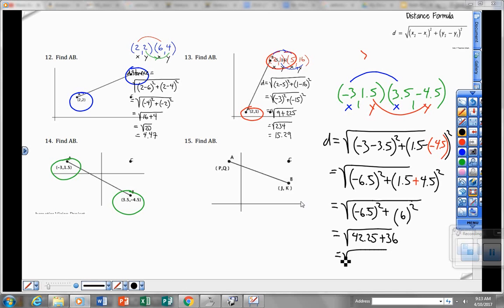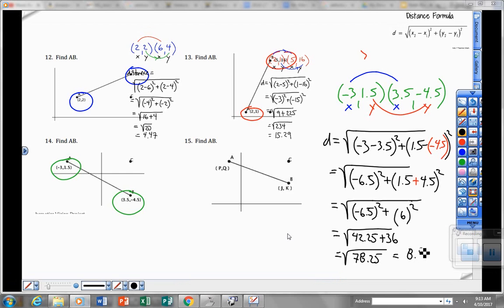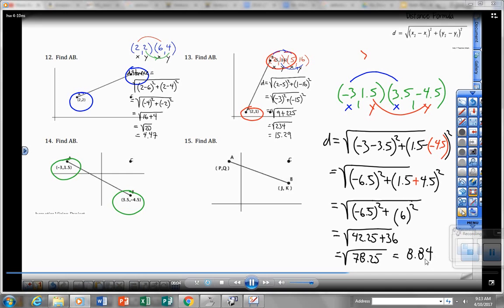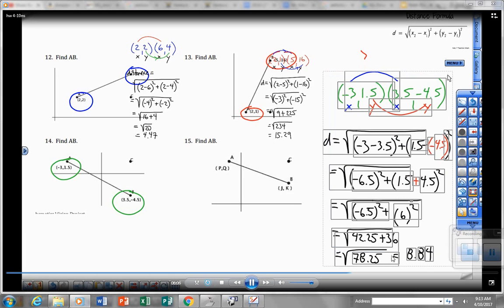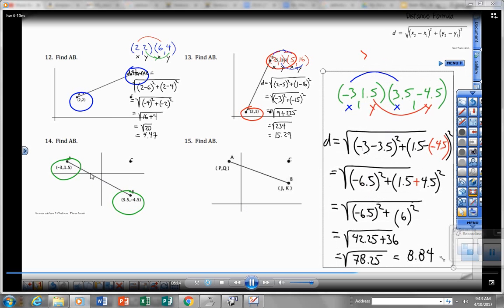When I add those up, I get the square root of 78.25. When I use my calculator to find the decimal, the square root gives me 8.84. So if I multiply 8.84 times another 8.84, it gives me 78.25. So the distance between these is 8.84 boxes.